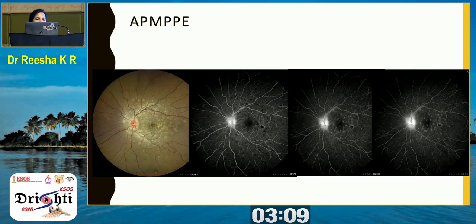Again, yellow spots in the posterior pole, like our DUSN picture, but these are all at the level of choroid. Vessels are seen clearly over it. And in FFA, multiple hypo lesions in the late picture coming to hyperfluorescent. These are APMPPE lesions.